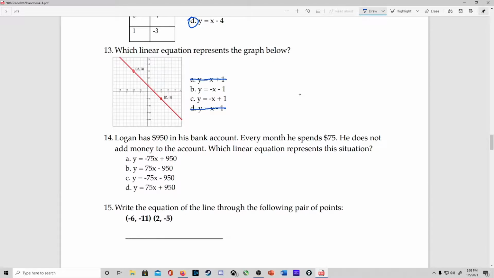Okay, the next thing we can look at is where it goes through the y-axis, which is the intercept. It goes through +1, and this one says -1, which would be down here, and it doesn't go through that point. So this answer is no good. So my only answer that works is C.